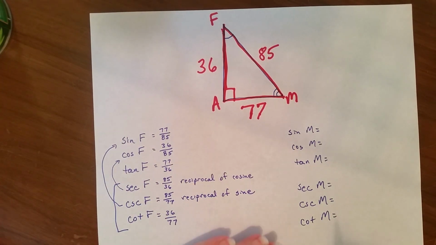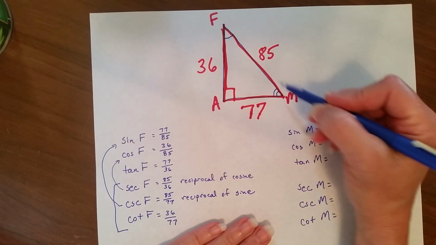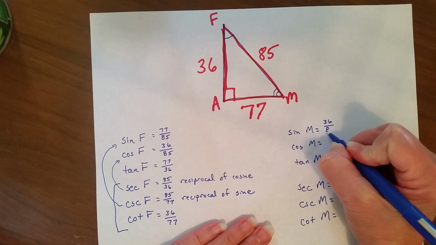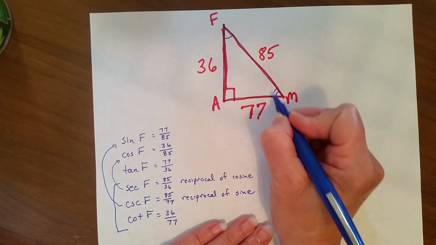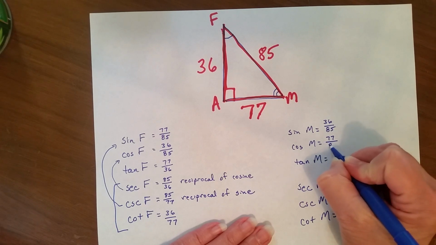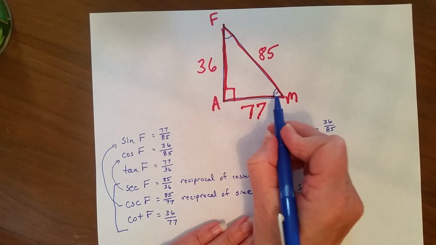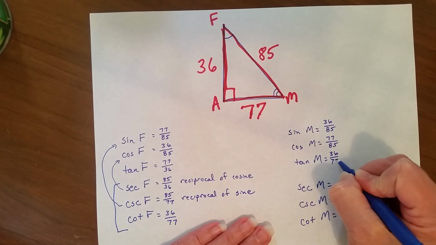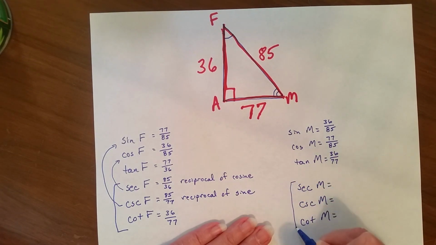Okay, here we go. So the sine of M, opposite over hypotenuse, 36 over 85. Cosine of M, adjacent over hypotenuse, 77 over 85. The tangent, TOA, is 36 over 77. Now let's do the new ones.